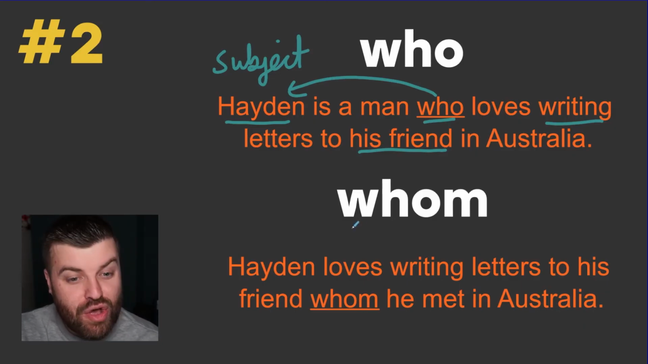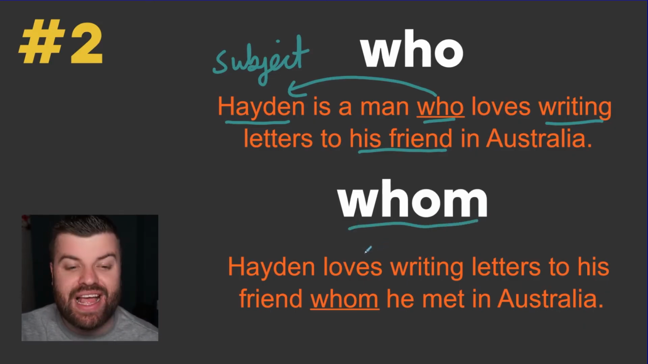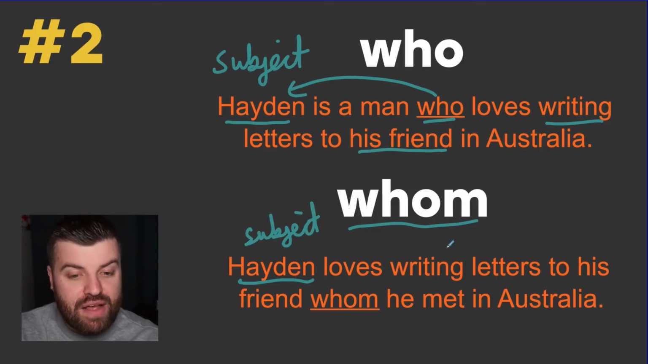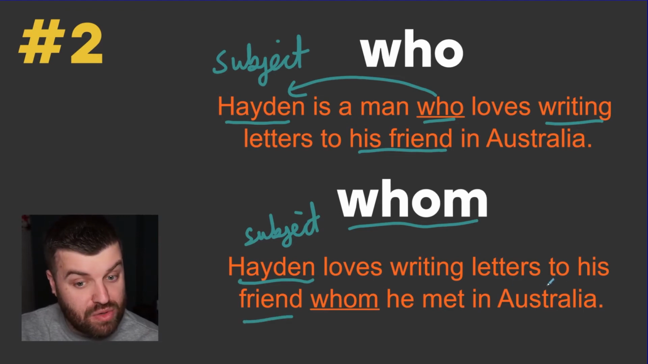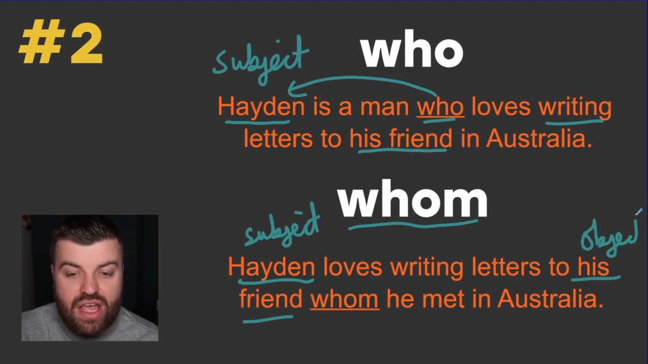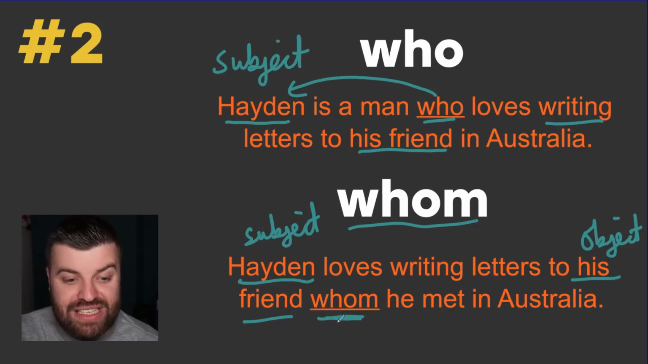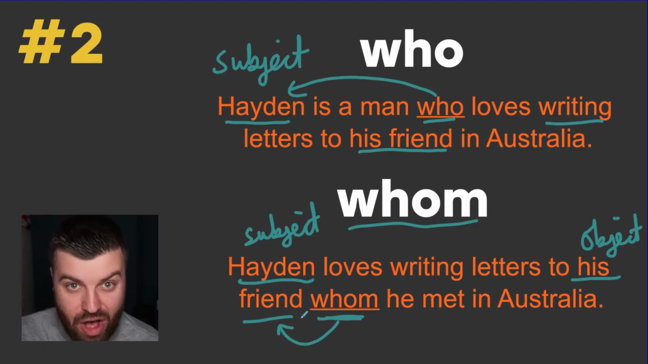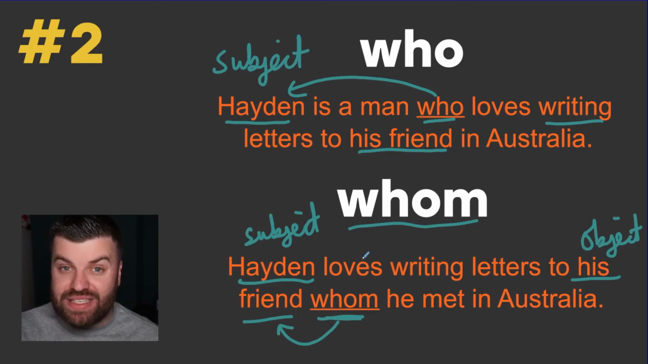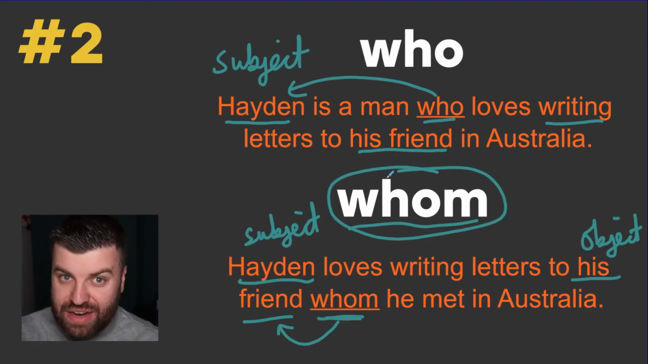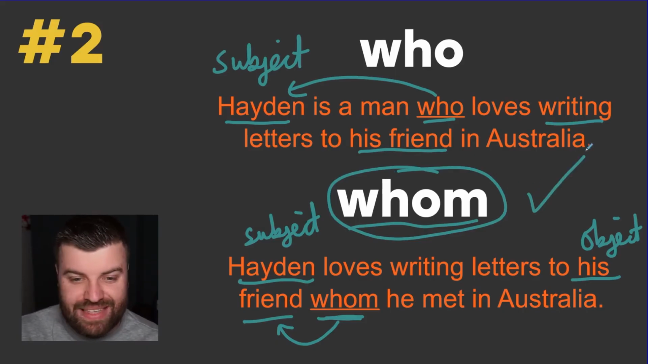Now at the bottom, whom, let's take a look at this sentence. Hayden, our subject still, because he starts off the sentence and he's still writing, loves writing letters to his friend, so we also have his friend now, who is still the object, to his friend whom he met in Australia. Now this whom is not referencing Hayden anymore, we're actually referencing his friend, who is the object of the sentence. And if we're referencing the object of the sentence, you guessed it, we have to put whom. So to know the difference between who and whom, we have to know the difference between subject and object. And once we've done that, it's easy.